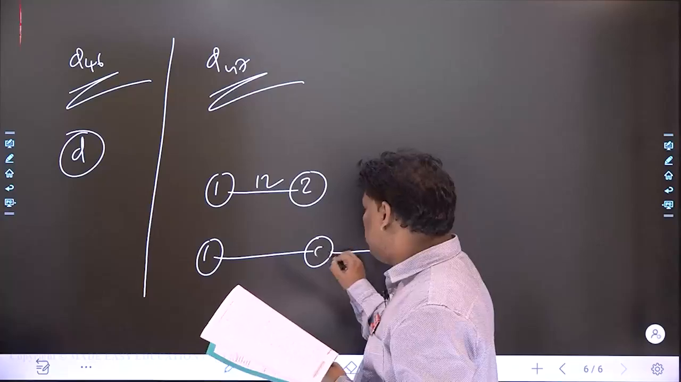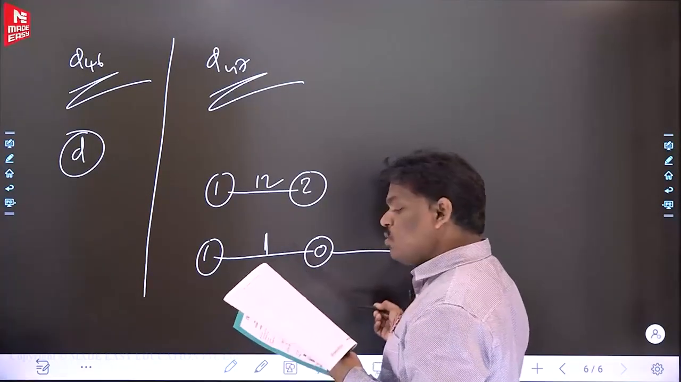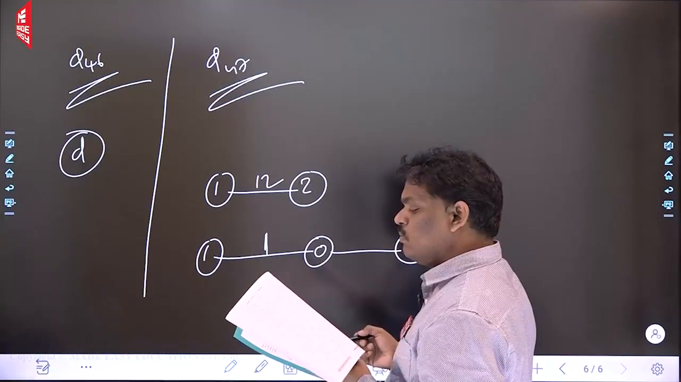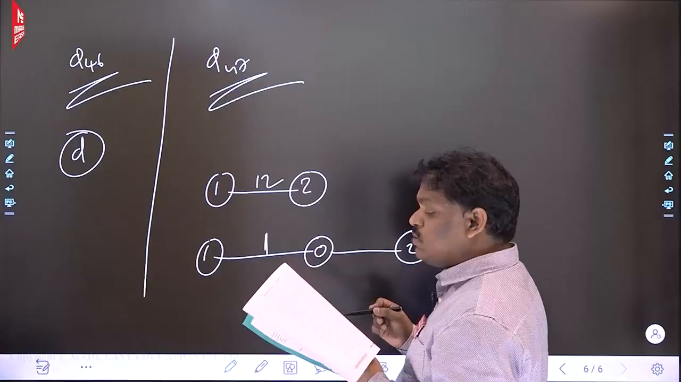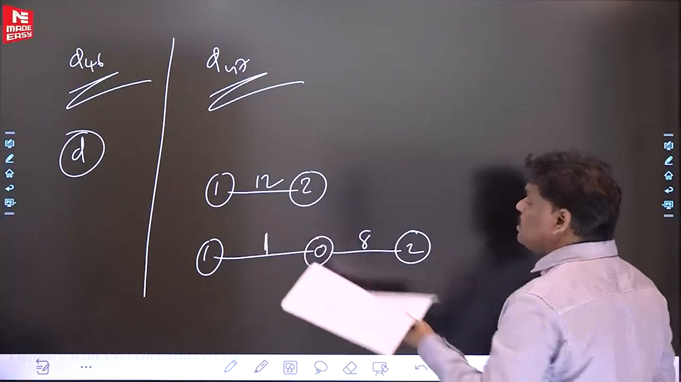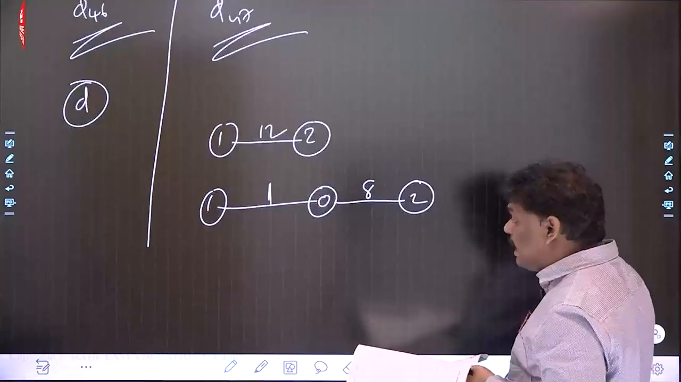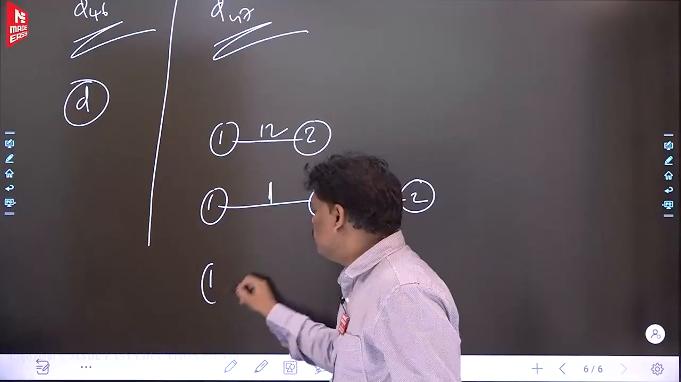Can you help me? 1 to 0, how much? 1 to 0 is 1. Next one, 0 to 2, 8. How much came? 9. So, one length path is 12, 2 length path is 9. Comparing this one, this is better. Let's go to the 3 length path.